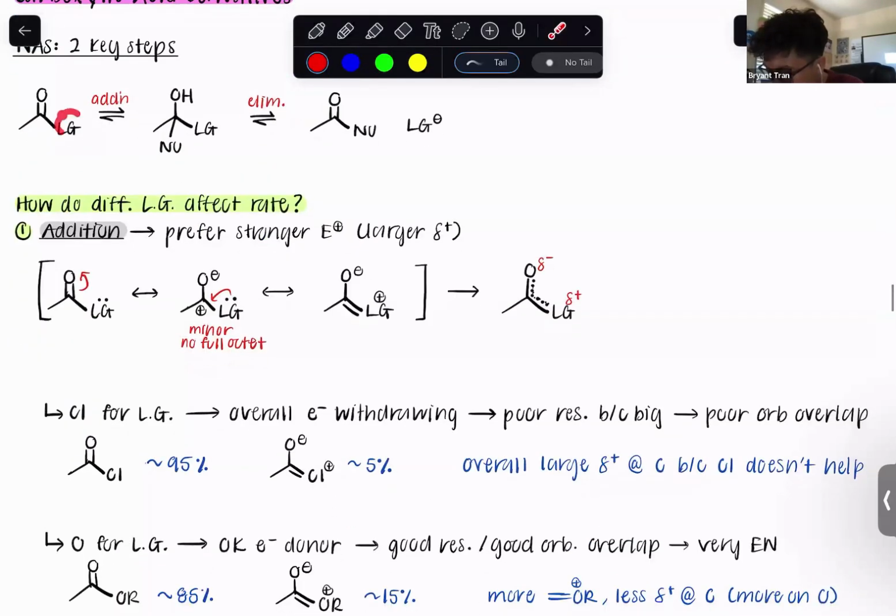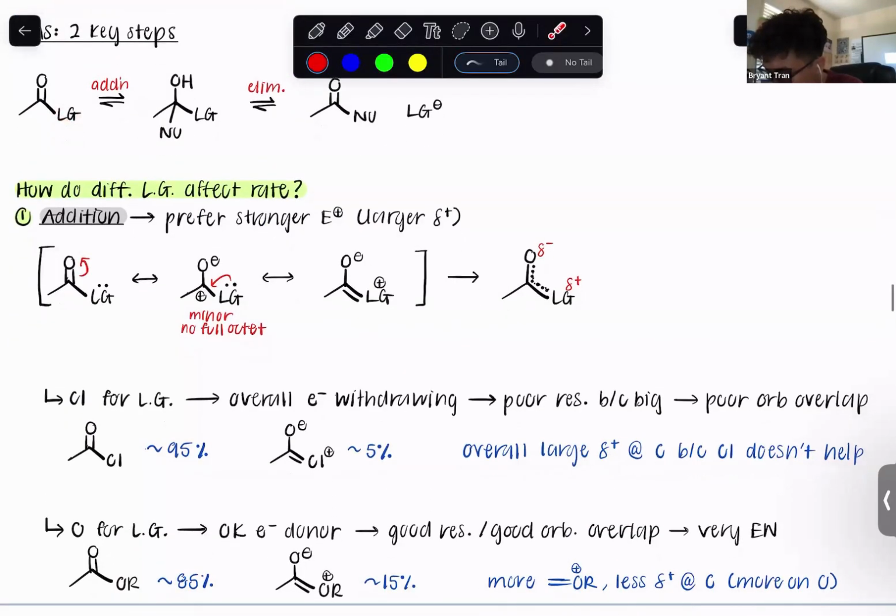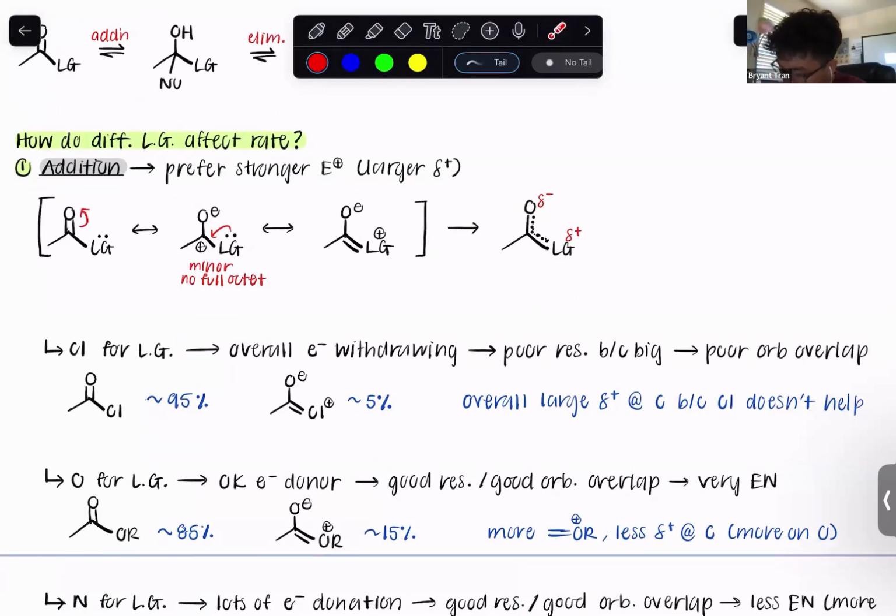And there are going to be different leaving groups which can affect the rate of the reaction, right? So the first step here, addition, is going to prefer a stronger electrophile, which is a larger partial positive charge on the carbonyl carbon right here, right? And the leaving group affects that positive charge.